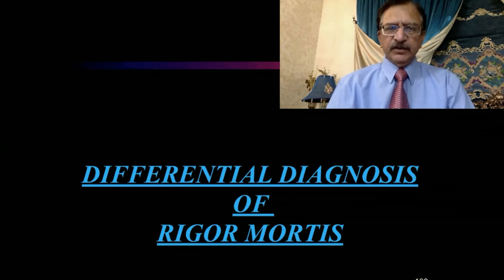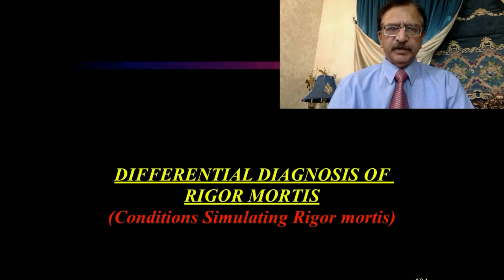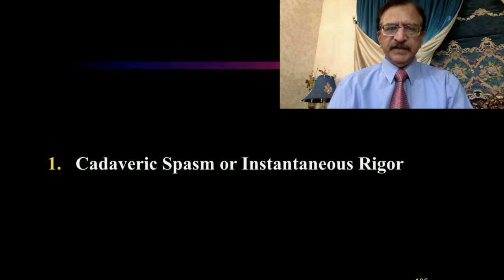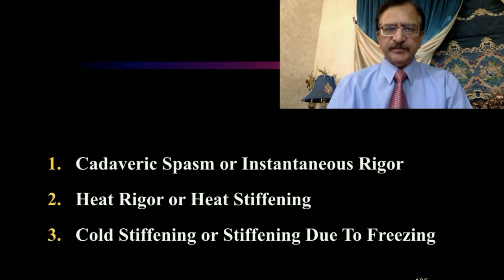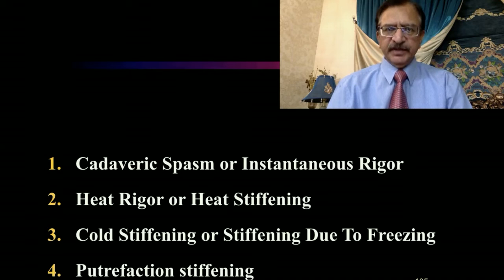Then the differential diagnosis of rigor mortis. The conditions which simulate rigor mortis should be differentiated. These conditions are cadaveric spasm or instantaneous rigor, heat rigor or heat stiffening, then cold stiffening or cold rigor, which is due to freezing, and putrefactive stiffening, which is due to accumulation of putrefactive gases. So this is false rigidity.